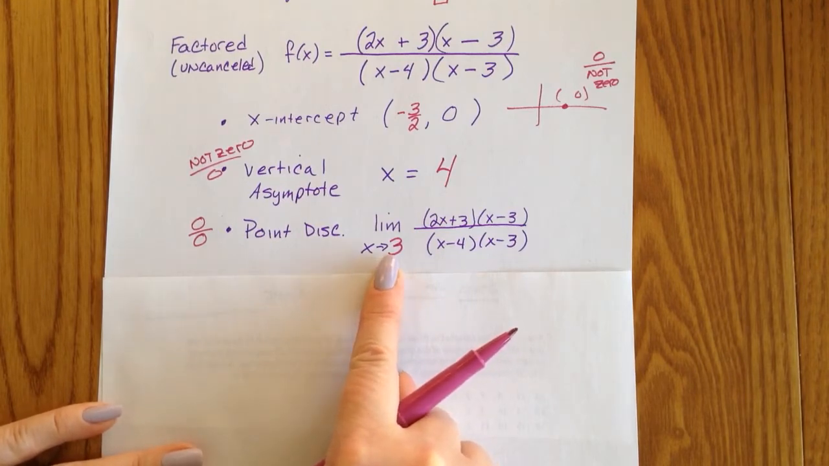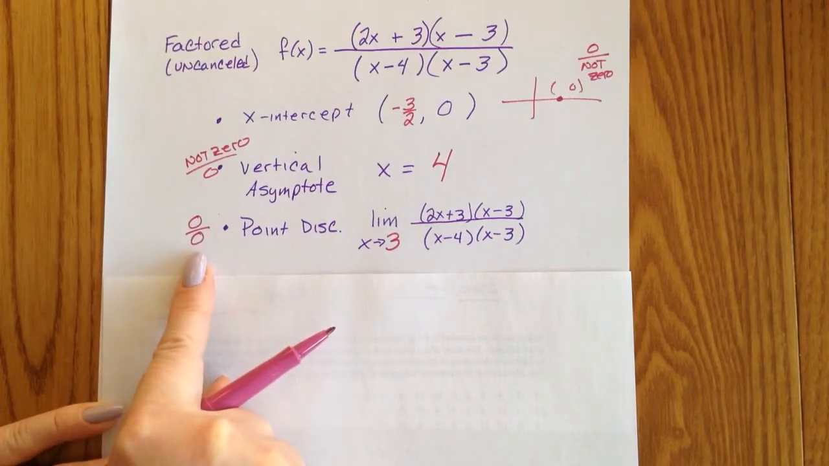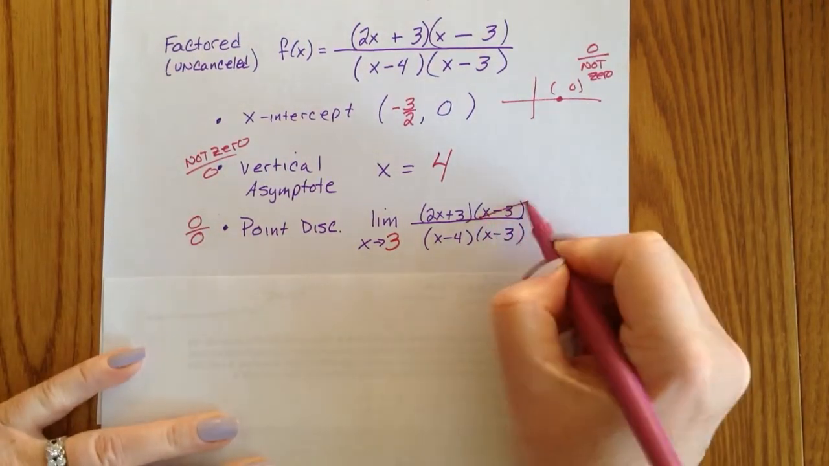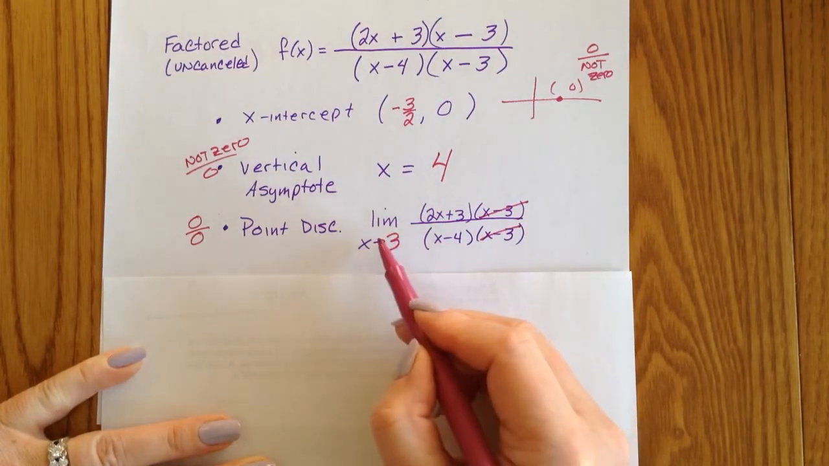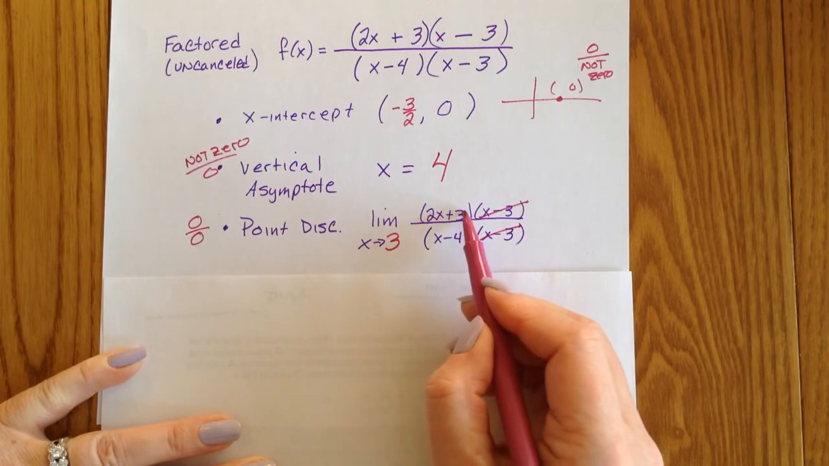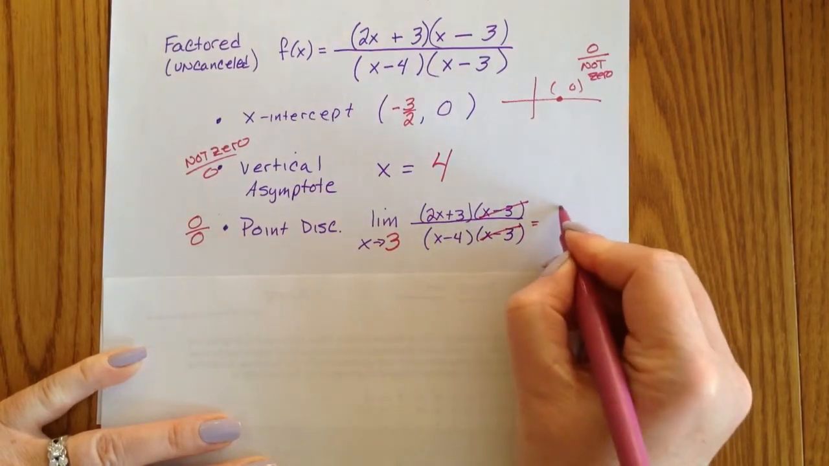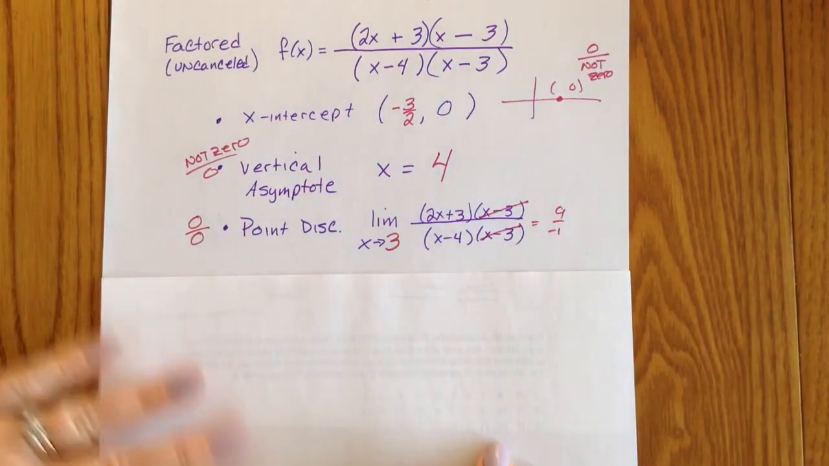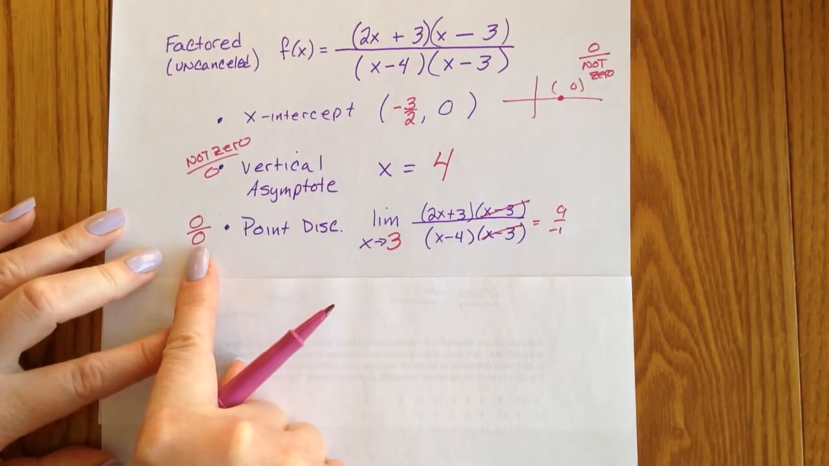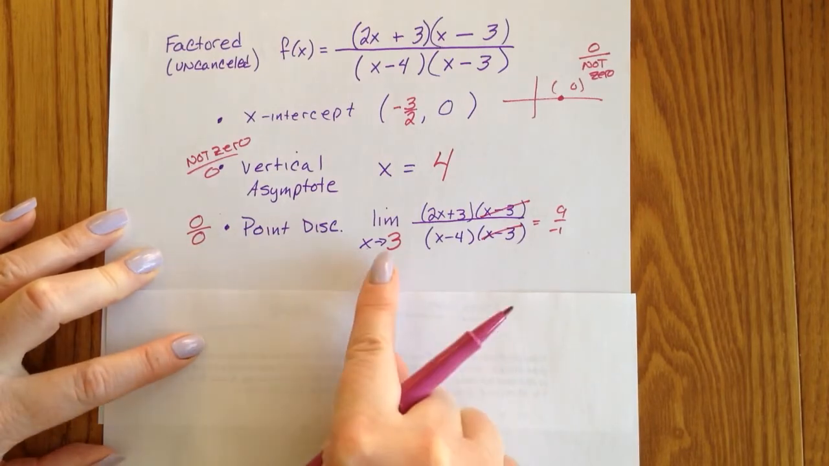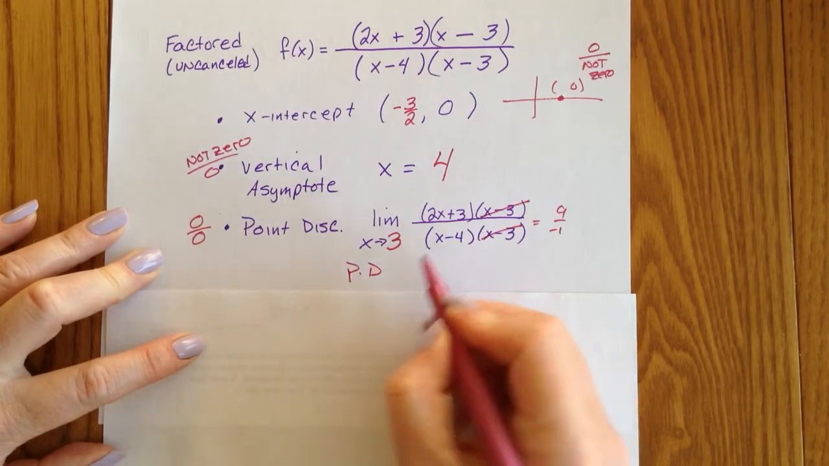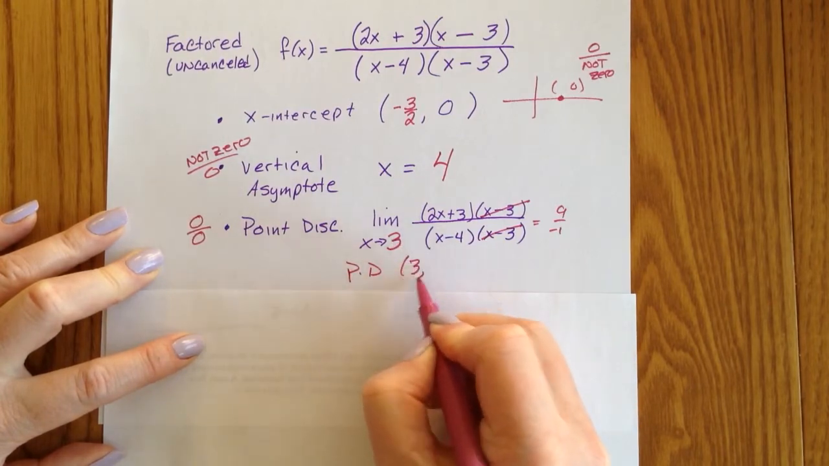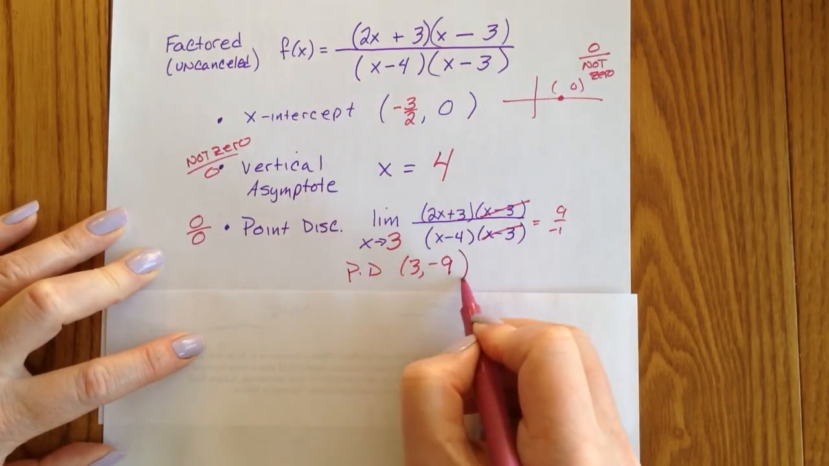This would be direct substitution, which failed us, factor, now the canceling, and the plugging 3 back in. When we plug 3 back in, we get 9/-1, which is -9. And here's what this means. The function is undefined. There's no point there. There's no dot. But we are approaching the coordinates, point discontinuity, that's a P, of 3, -9.